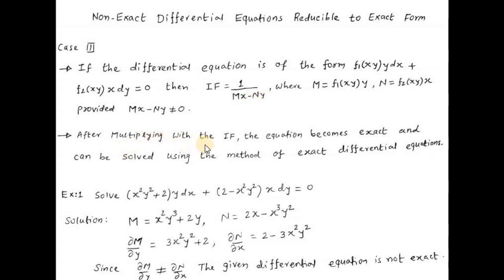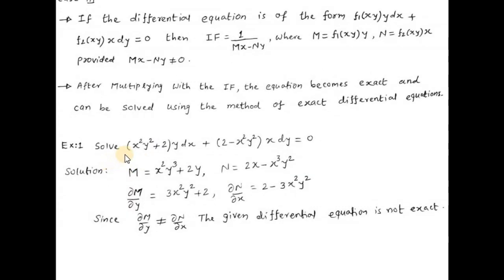After multiplying with this integrating factor, the equation becomes exact and it can be solved using the method of exact differential equations. Now we will discuss examples of case 3. The first example is: solve the differential equation (x square y cube + 2y) dx + (2x - x cube y square) dy = 0.